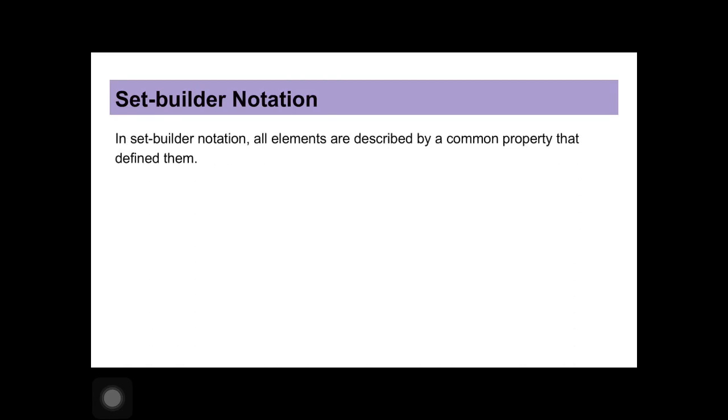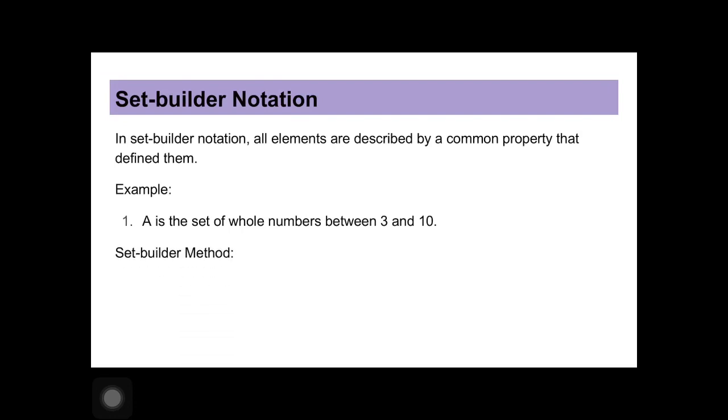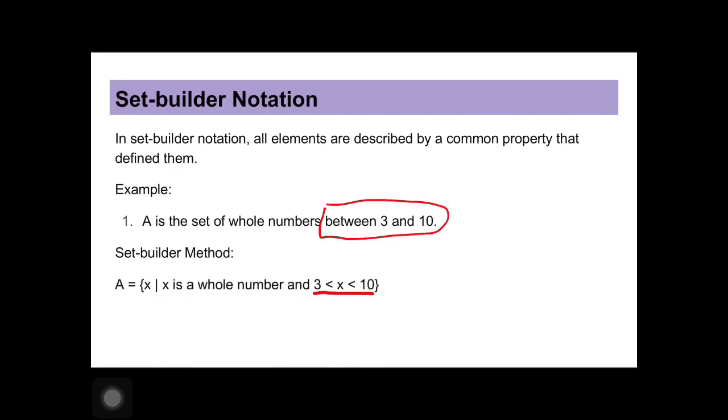Next, moving on, set builder notation. In set builder notation, all elements are described by a common property that defines them. Example, A is the set of whole numbers between 3 and 10. So set builder notation, it will be written like this. A is equal to X such that X is a whole number and 3 less than X less than 10. Alright, so between 3 and 10 is denoted as this one. 3 less than X less than 10.